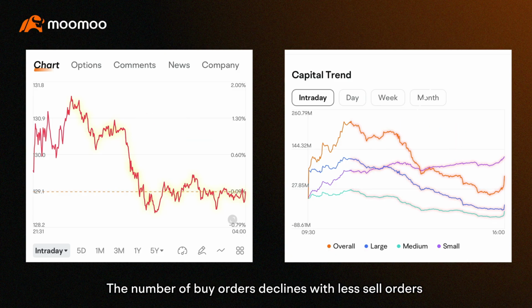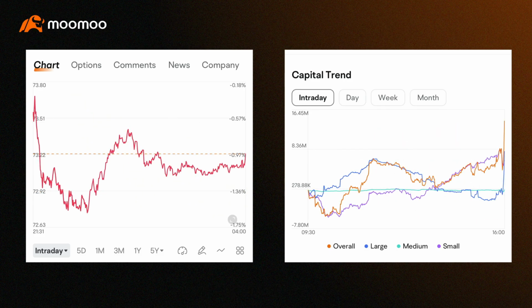Scenario 3. The share price falls on capital outflow. The number of buy orders declines with less sell orders as capital flows out, pushing the stock price lower. Scenario 4. The share price falls with capital flowing in, suggesting new positions are being opened or short sellers are closing their positions.